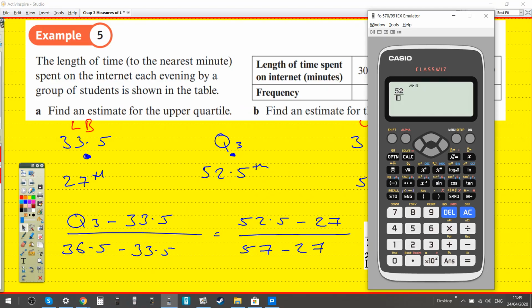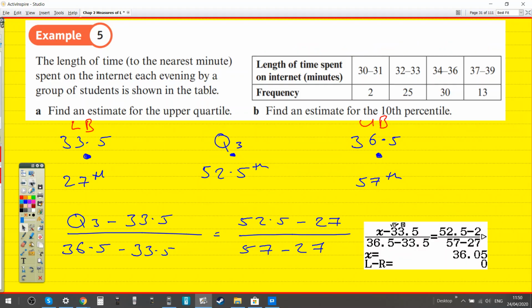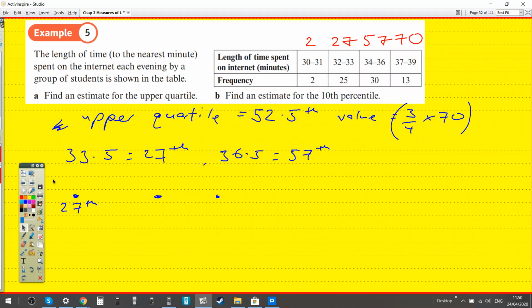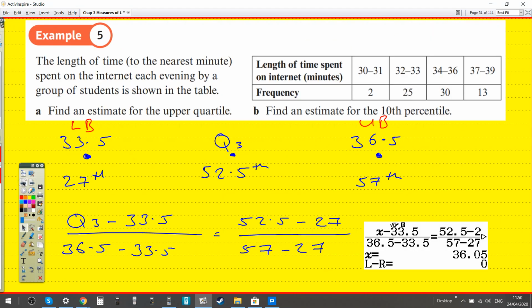So this is just a very rough estimate. 52 out of 57 is like 91% of the way along. So instead of our estimate of 50%, the middle one, a much better estimate would be about 90% of the way along, which is 36.05 out of that 36.5. And it is following this thing here. So it's this fraction out of the total, this fraction out of the total, and those two are equal to each other, and that gives you an equation to solve it. So any questions about that bit?